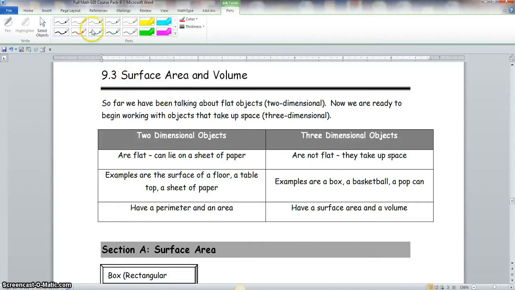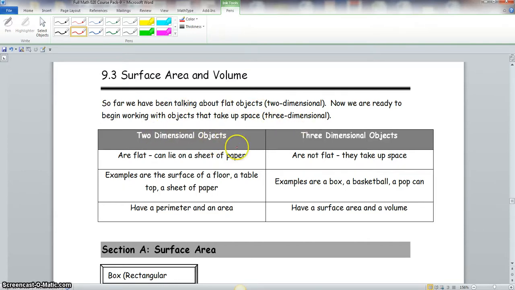Okay, class, we're about to start section 9.3, surface area and volume. So far, we have been talking about flat objects or two-dimensional objects. Now we are ready to begin working with objects that take up space, which are three-dimensional.